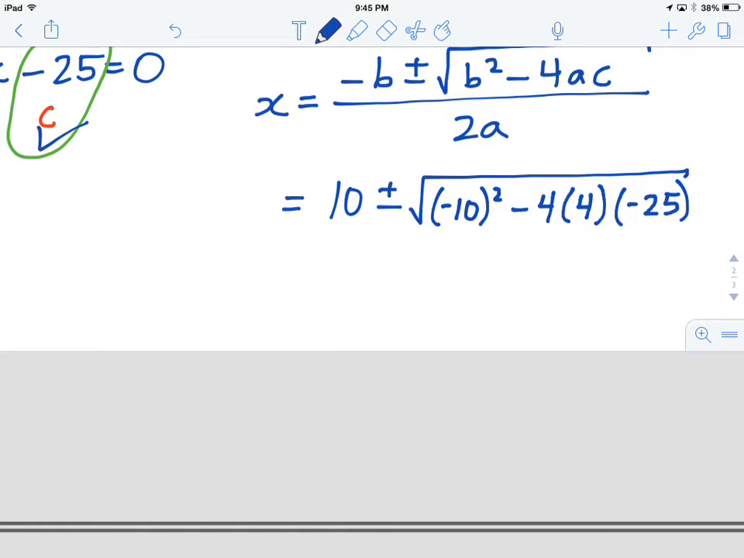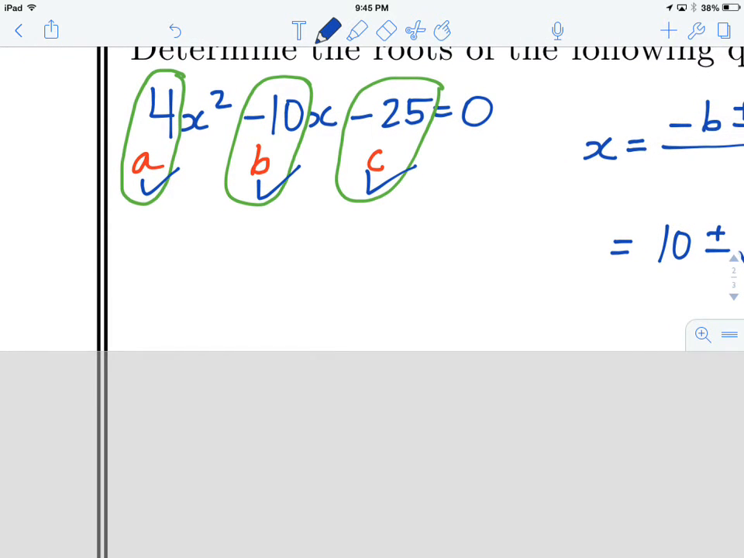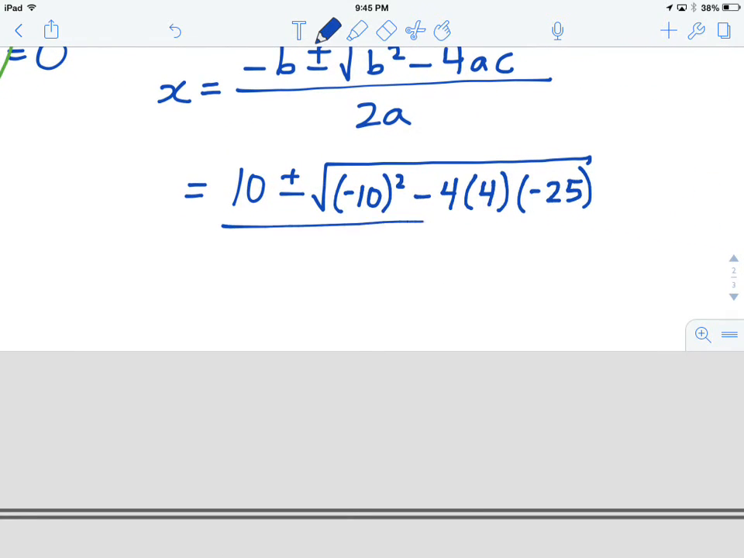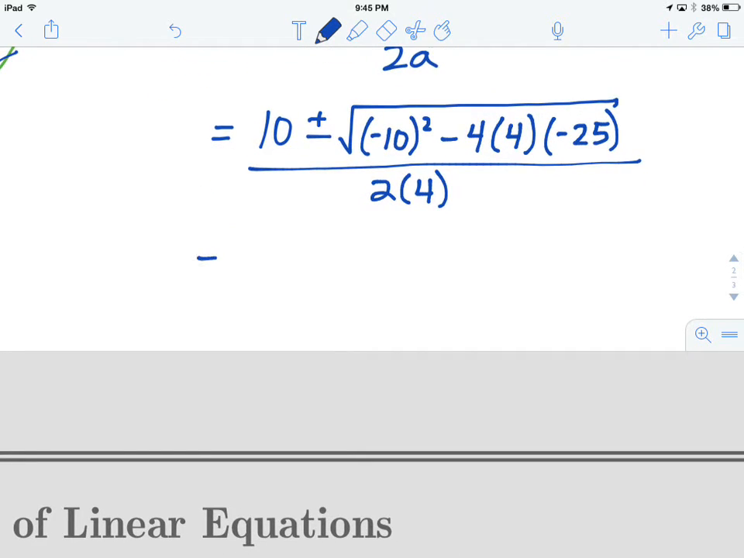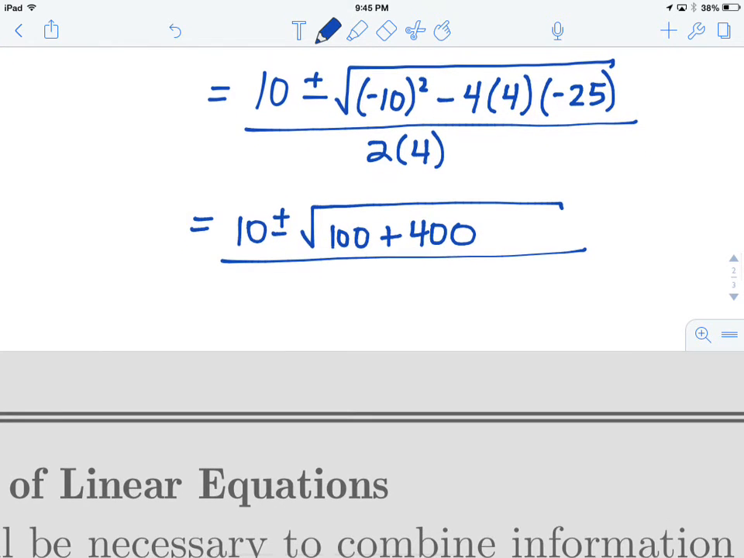You'll notice that I'm taking the sign that's in front of the number, if there is one, because that's included in that coefficient. This is all divided by 2 times a, which is 4. And if we go through this, this is what we get. 10 plus or minus the square root of 10 squared. Negative 10 squared is, of course, just 100. 4 times 25. The two negatives here will cancel out, and we get 400. And this is divided by 8.